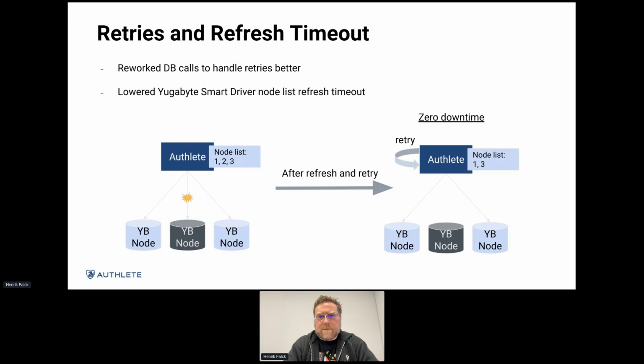In order to handle lost connections while doing rolling upgrades of the Yugabyte cluster, we had to do a small amount of rework on our DB layer to handle retries better. We started using the Yugabyte smart driver for JDBC and lowered the node list refresh interval so that changes in the DB cluster were detected and reflected faster on the app side. And with these changes, we were able to run a full rolling DB maintenance upgrade without any HTTP errors, which is the result we set out to achieve.